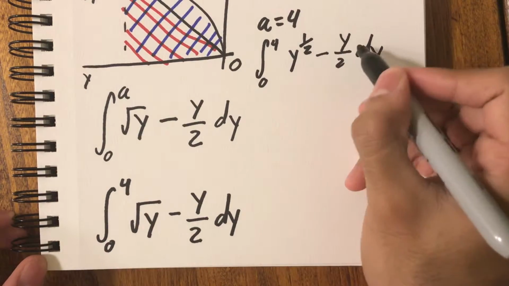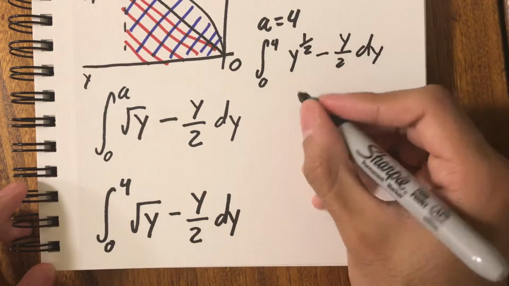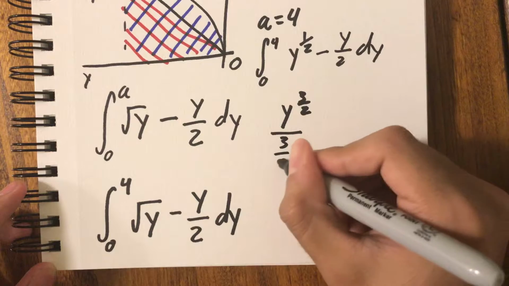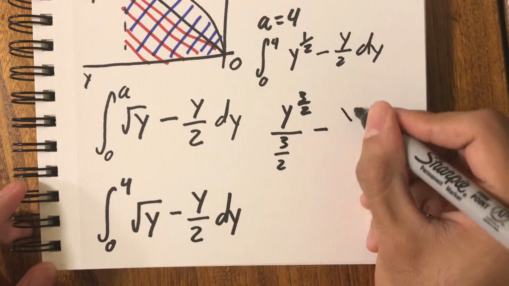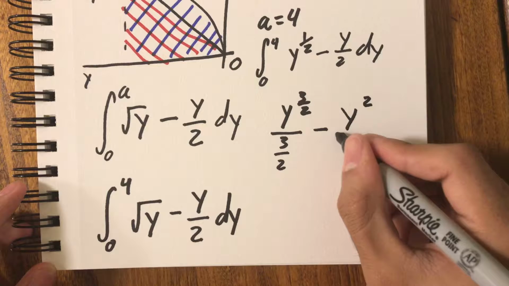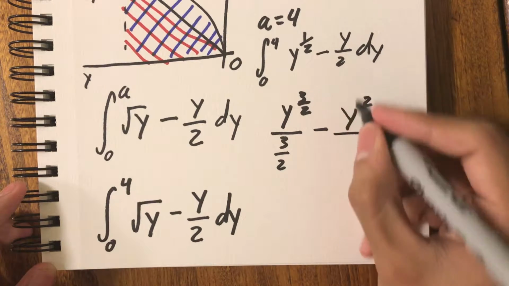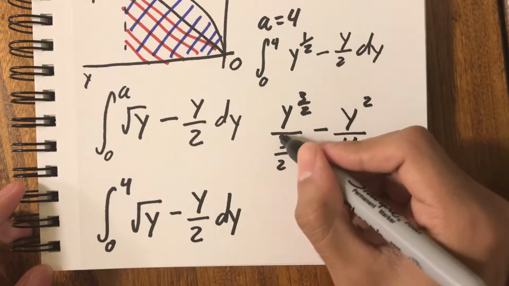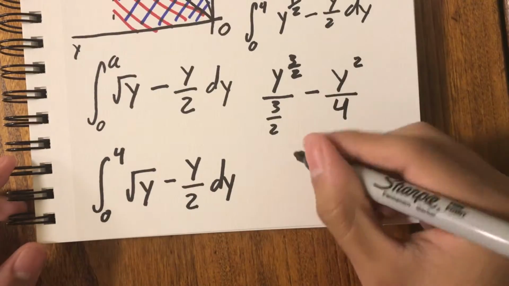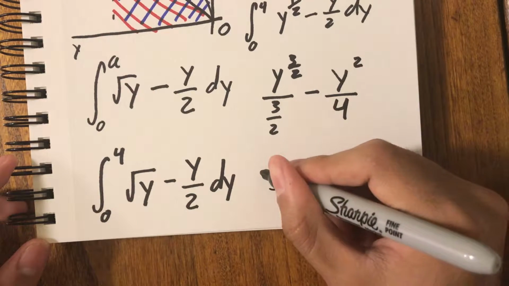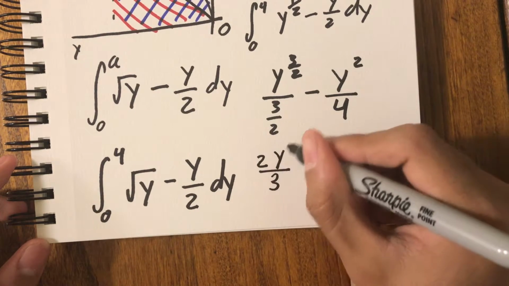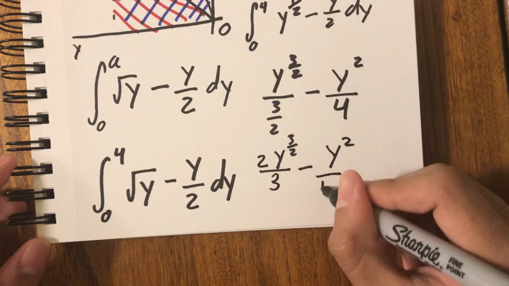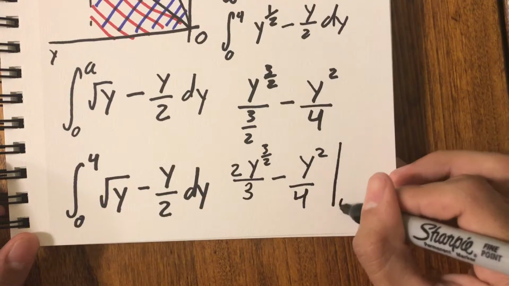You're going to want to add 1 to the exponent and divide by what you get. So y to the 3/2 divided by 3/2, minus y to the 2 divided by, it was already divided by 2, and we're going to divide it by this 2 again, so we get 4. Remember, we want to invert this because it's a fraction. So it'll be 3 over 2, minus y squared over 4, evaluated from 0 to 4.